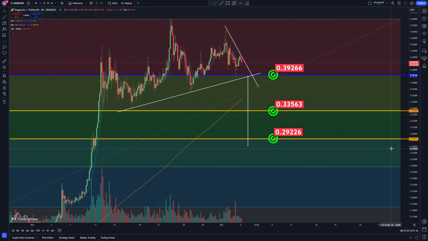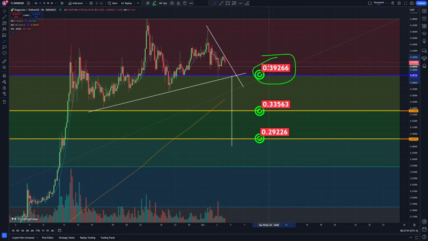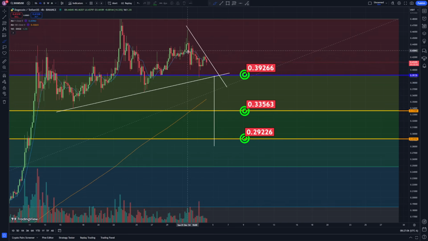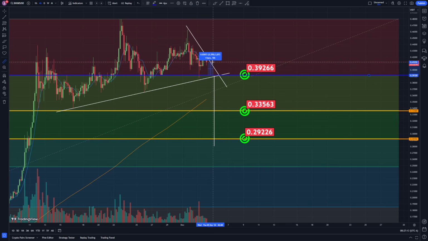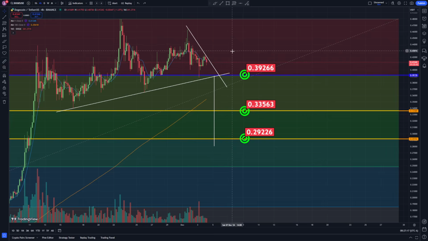I'm still looking for a correction. We hit my first target, my first limit order, and then we got a bounce. We came down, filled that limit order, got a bounce. Right now, that position is up around 5%. It's sitting at around 5.29%. It was a small position.